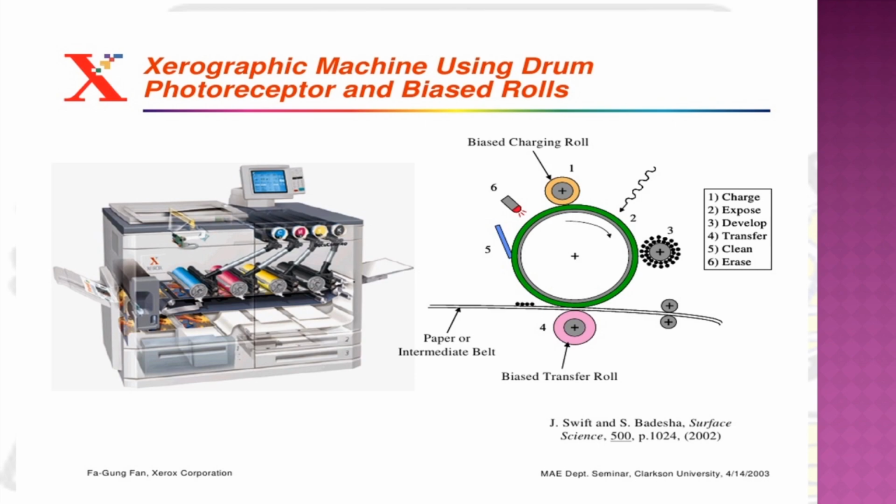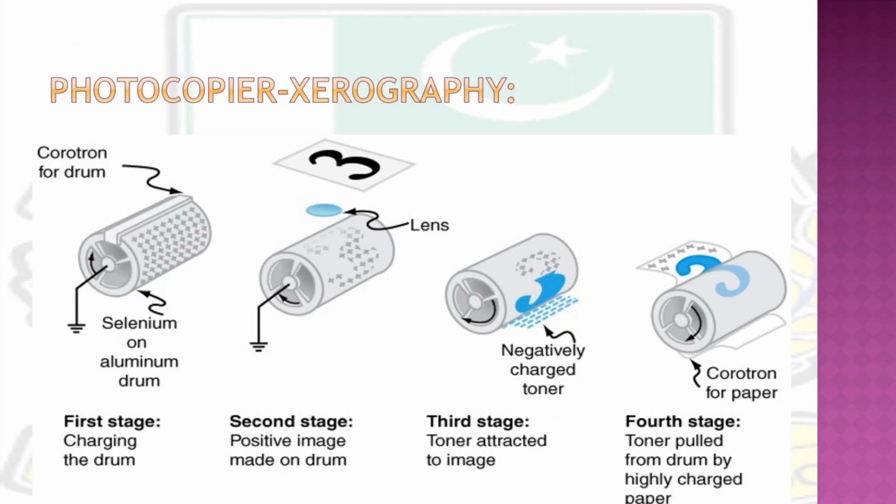Now we have to see the xerographic machine using drum photo receptor and biased rolls. Most copy machines use an electrostatic process called xerography, a word coined from the Greek words xeros for dry and graphos for writing. So the heart of the process is shown in simplified form in the figure, you can see here.